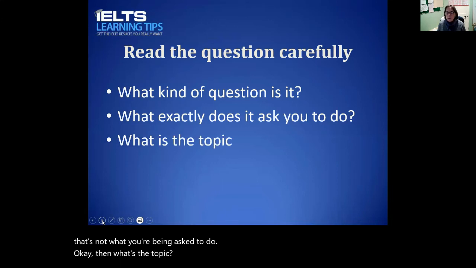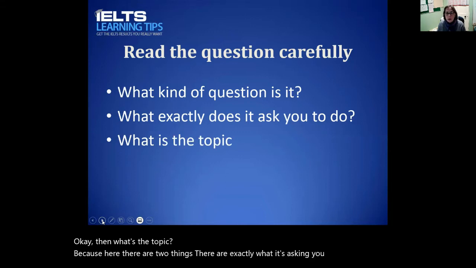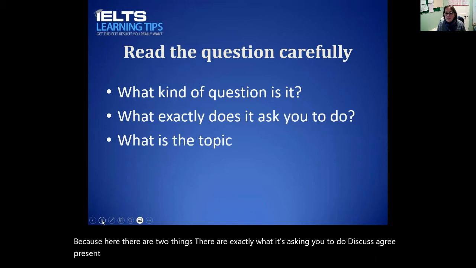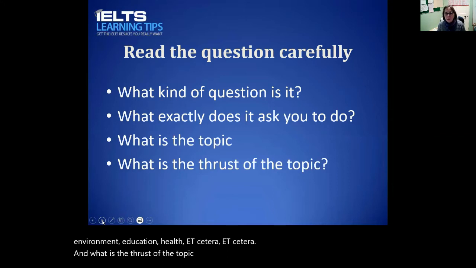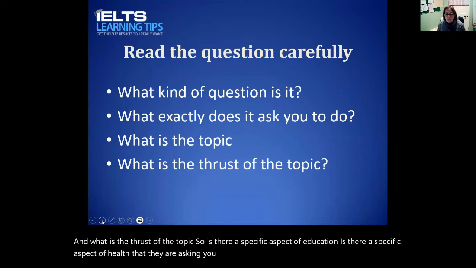Because here there are two things. There are exactly what it's asking you to do: discuss, agree, present solutions, etc. And then there's the general topic, which could be the environment, education, health, etc. And what is the thrust of the topic? So is there a specific aspect of education? Is there a specific aspect of health that they are asking you about? It will be a specific aspect that you're asked to consider.